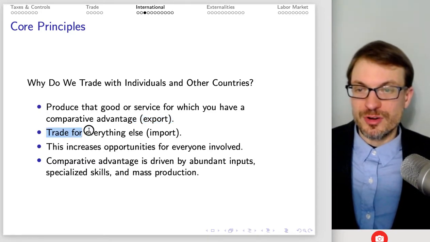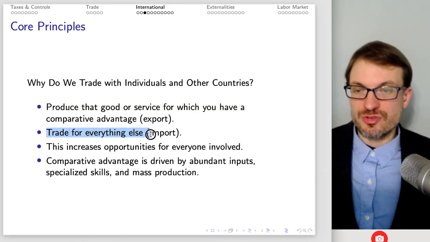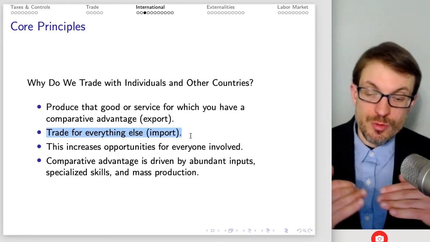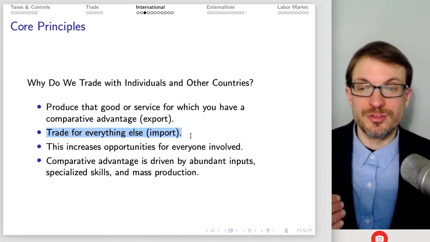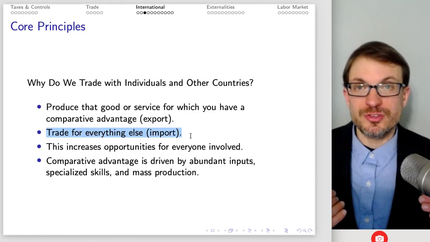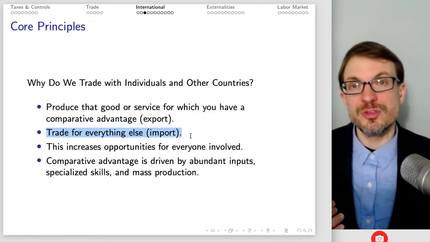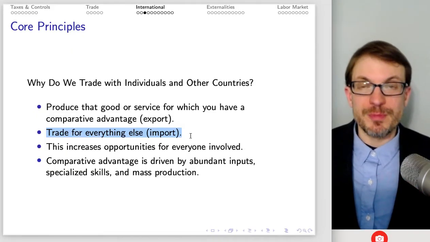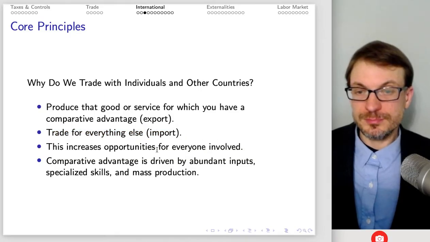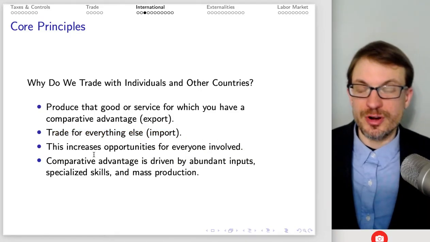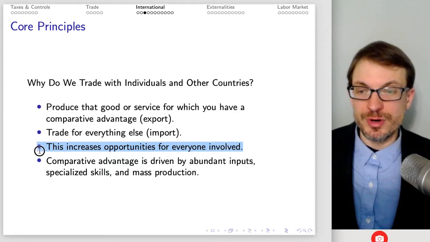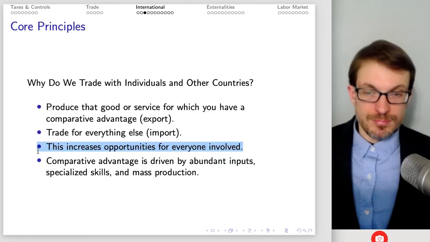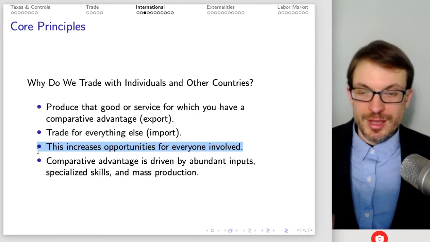And then you produce whatever you have a comparative advantage in and trade for everything else. You'd import anything for which you lack a comparative advantage, where the rest of the world price is below the domestic price. Then domestic buyers are able to find sellers from abroad willing to offer these products at a lower price than their local firms. That's good for domestic buyers, bad for domestic firms. Ultimately, though, all things considered, this increases the opportunities for everyone involved. And overall, there are gains for both the importing and exporting country.